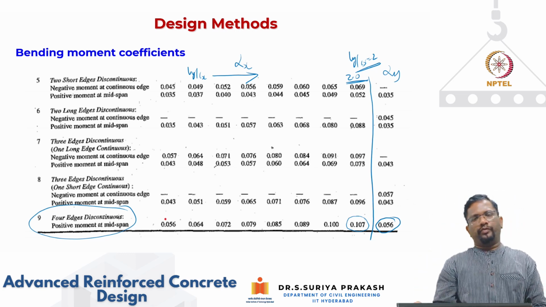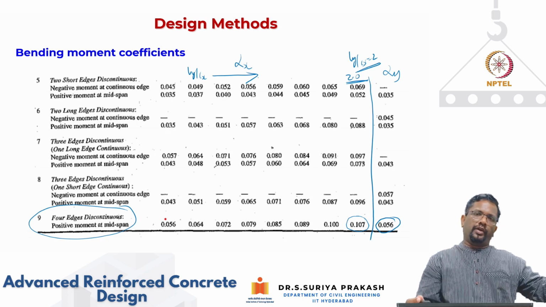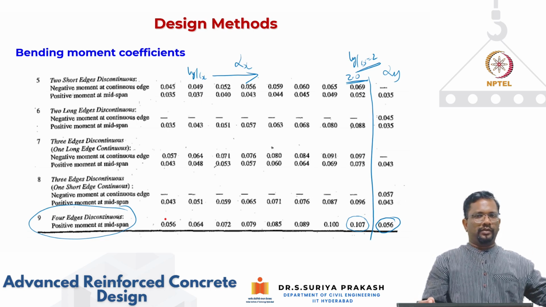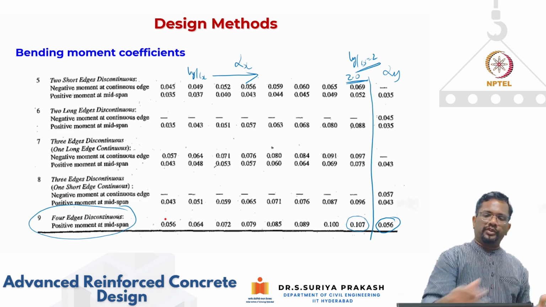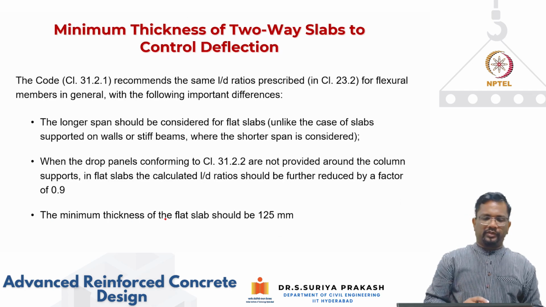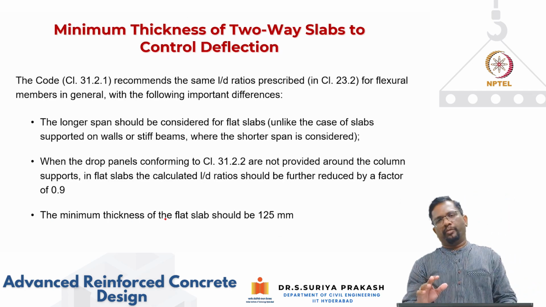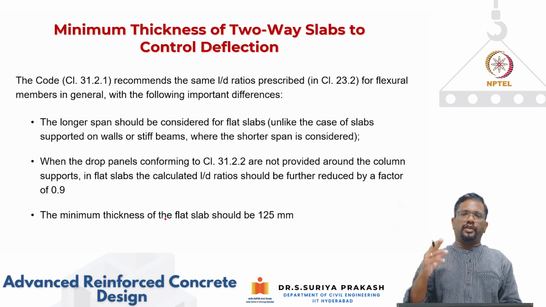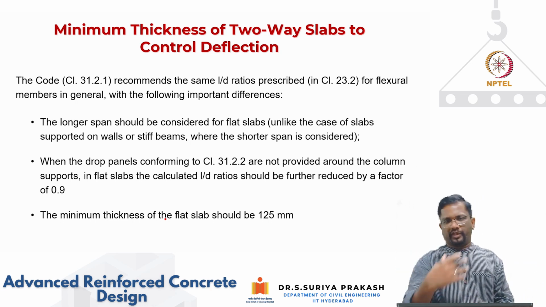Once you find out the moment coefficients, each panel is discretized into middle strip and edge strip, and then you distribute these moments that you got as per the code provisions. That's all. It's a very simple method, and the coefficients are directly given to you, so you can use it and distribute it in edge strip and middle strip accordingly in both directions, the short direction as well as the long direction.